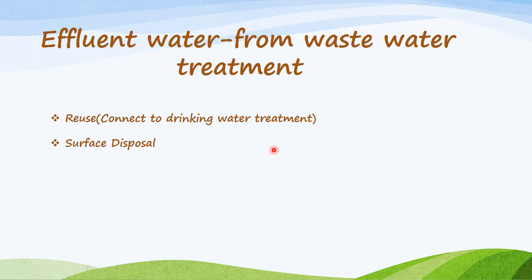The output of the wastewater treatment is treated water. This treated water we can just dispose of to the surface or we can reuse it. The effluent from the wastewater treatment can be directly connected to drinking water treatment, or else we can use it for agriculture or farming activity.